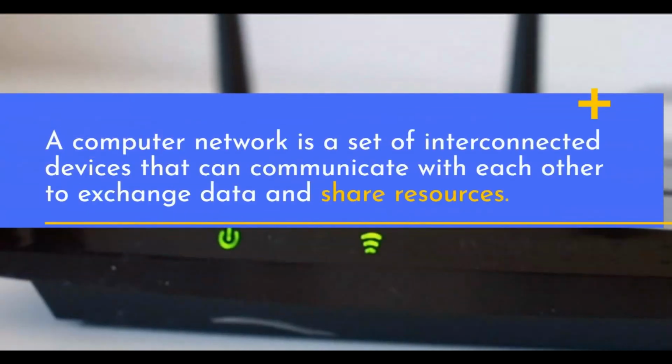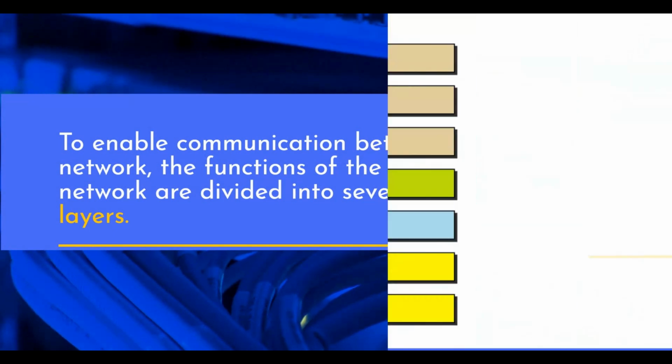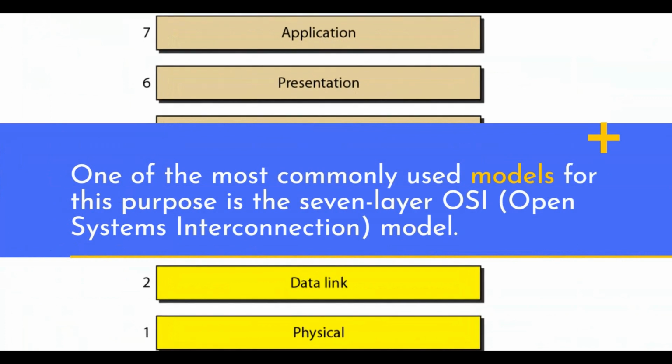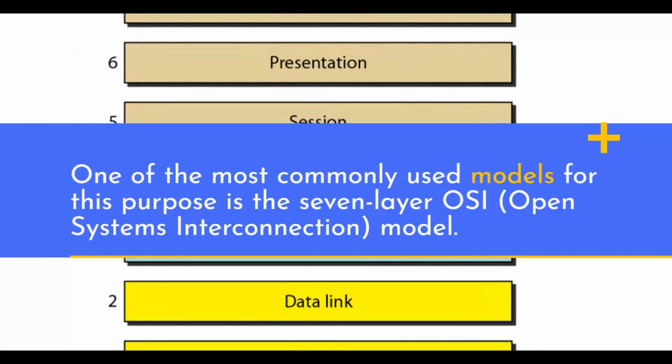A computer network is a set of interconnected devices that can communicate with each other to exchange data and share resources. To enable communication between devices in a network, the functions of the different layers in a network are divided into several abstraction layers. One of the most commonly used models for this purpose is the 7-layer OSI, Open Systems Interconnection, model.